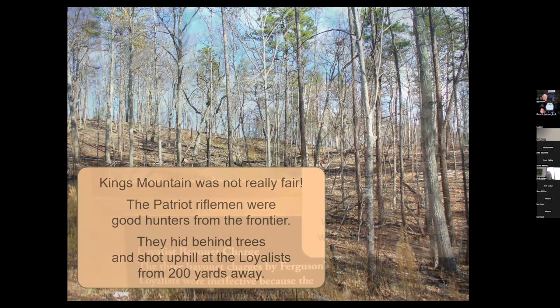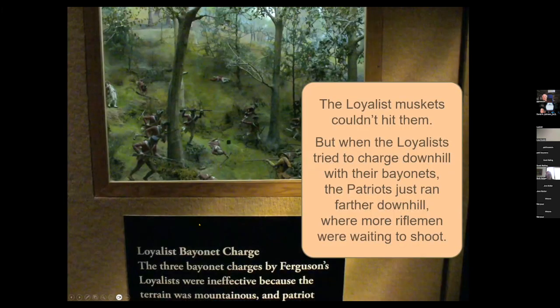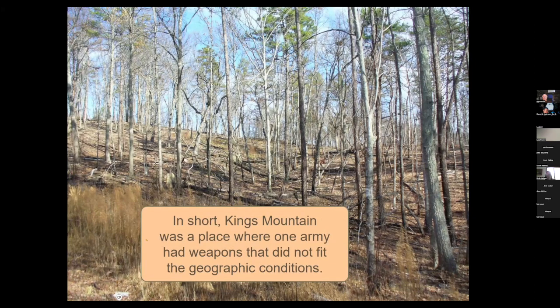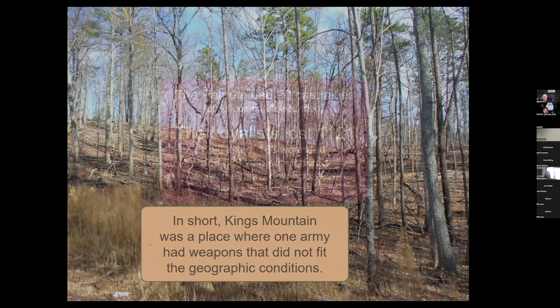And when the British charged down, and again, in the museum, they've got a painting of that going on, the Loyalist muskets just couldn't hit them. When they tried to charge down the hill, the Patriots just ran farther downhill, where more of the riflemen were standing there and waiting to shoot. In short, it was a place where one army had weapons that did not fit the geographic conditions at all. And as a result, they wound up with a whole lot more casualties.